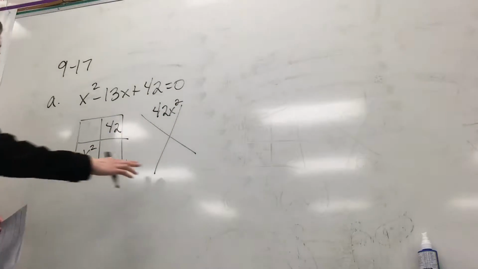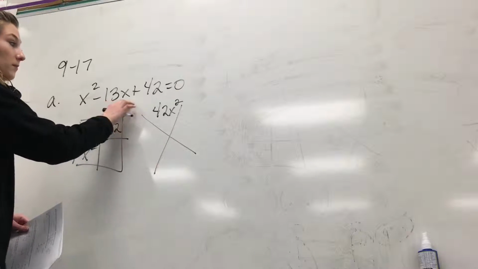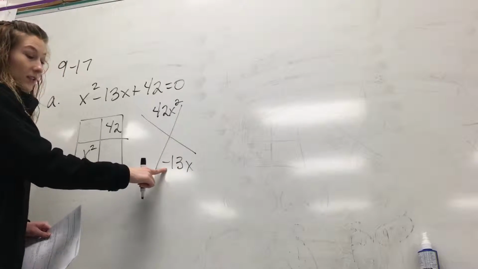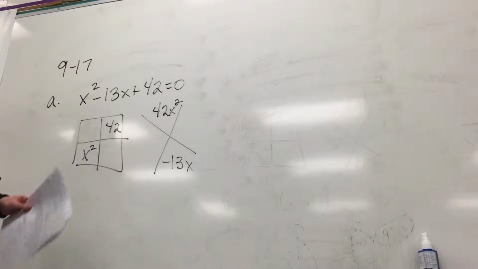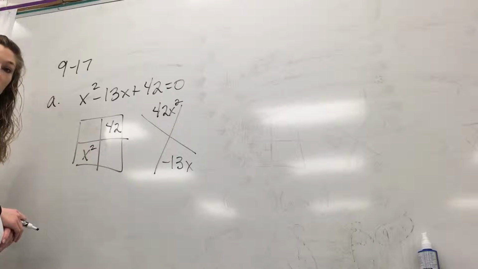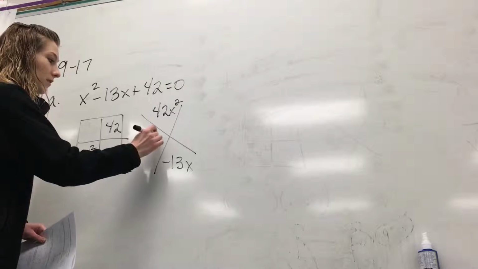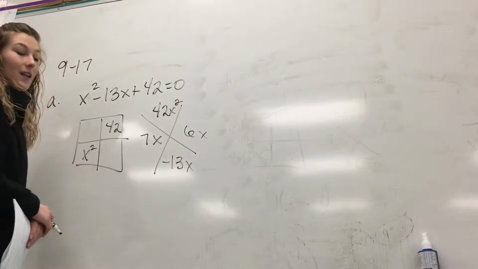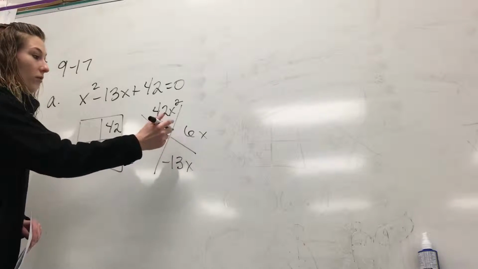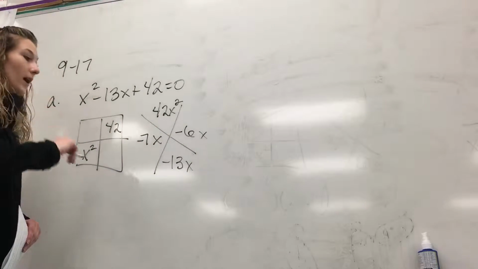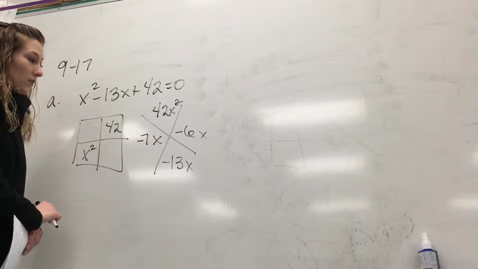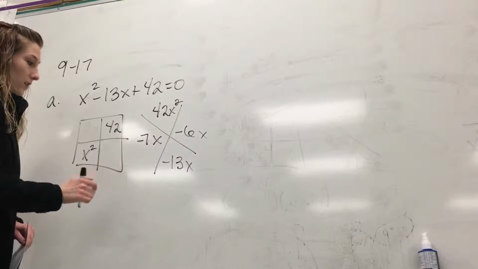Then the bottom of the diamond is the middle number, negative 13x. Make sure you write down if it's a negative. A lot of people miss that. Things that multiply to 42 could be 21 and 2, but 7 and 6 are going to be good. Now I'm trying to make them negative 13 when I add them together, so they both need to be negative numbers. If one's negative and one's positive, you'll get a negative 42 up here, so that doesn't work. So these are the numbers that are going to work for us.